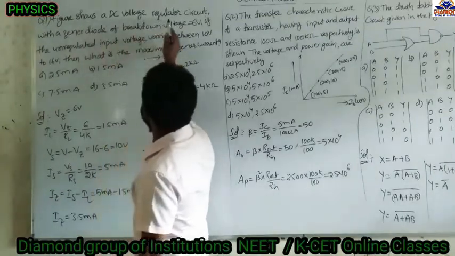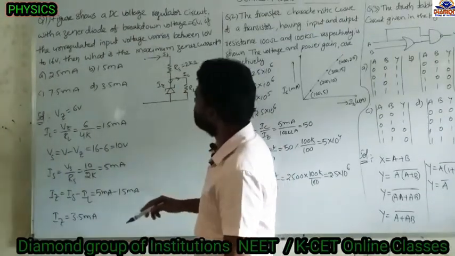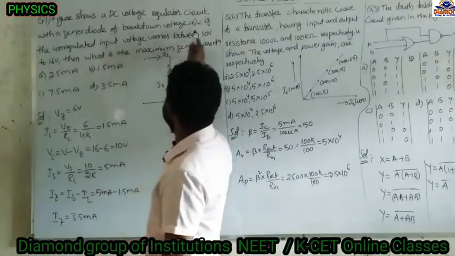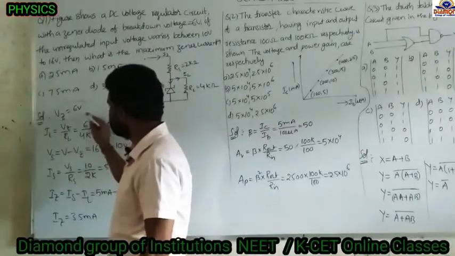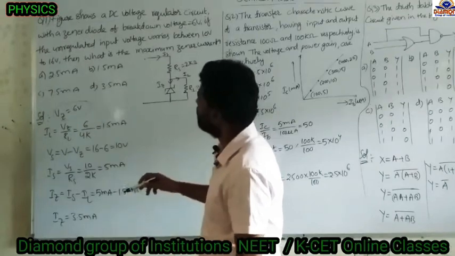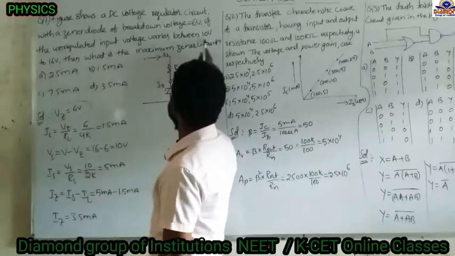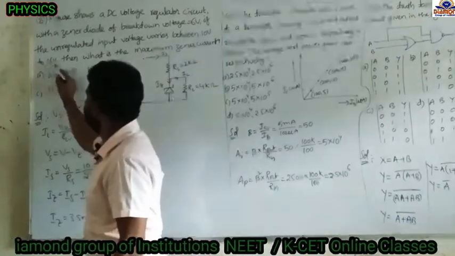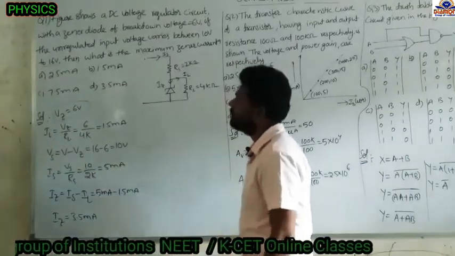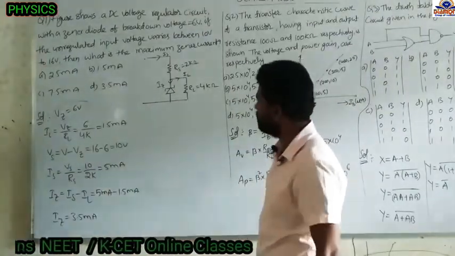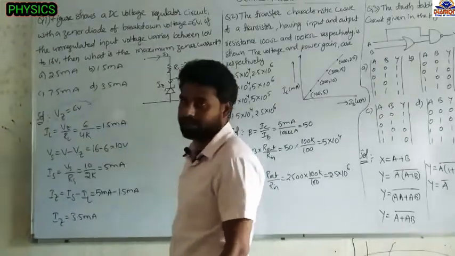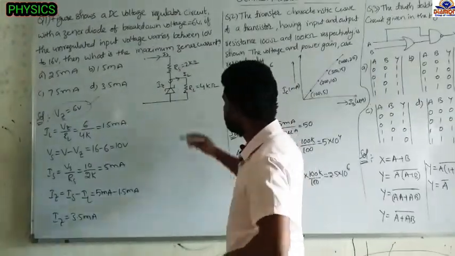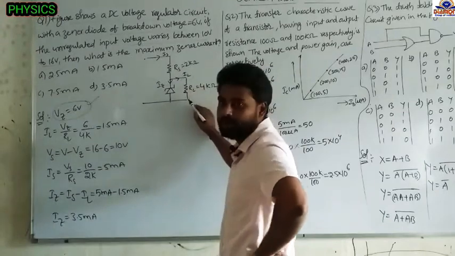The figure shows a DC voltage regulator circuit with a Zener diode of breakdown voltage 6 volt. So the breakdown voltage VZ equals 6 volt, as given. If the unregulated input voltage varies between 10 volt and 16 volt, what is the maximum Zener current? What is the maximum Zener current? We have to find it. First, the Zener voltage of 6 volt is given, and next we have to find how much current is flowing through the load resistor.